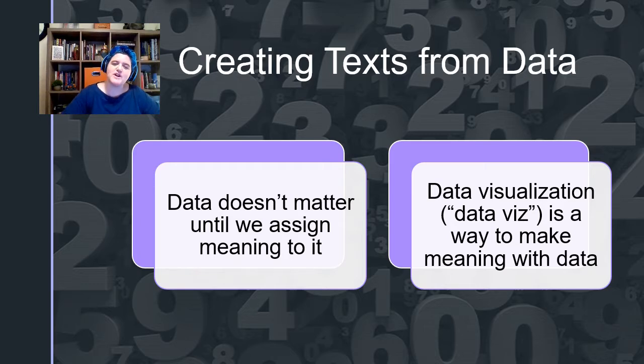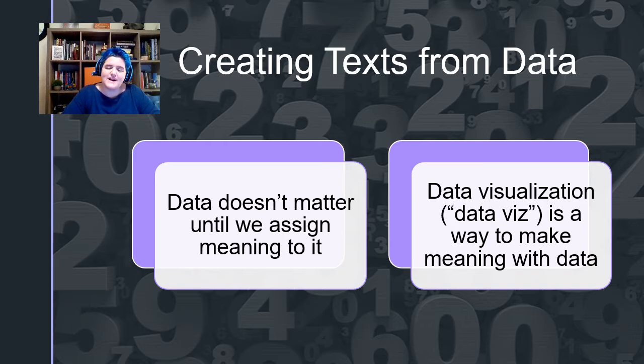We're going to start out by talking about creating texts from data. The basic idea here is that data doesn't matter until we assign meaning to it. If I just say to you, "four," what does that mean? Four for what? Four in the context of what situation? What does the number 4 mean? The number 4 doesn't mean anything by itself. You have to know under what context we're talking about the number 4.